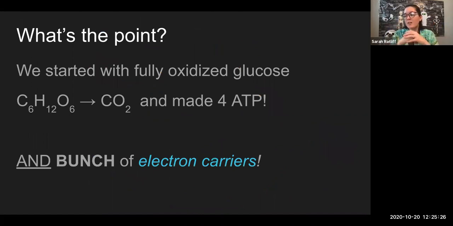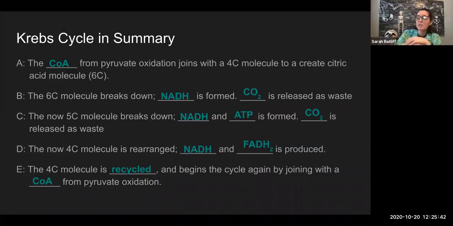All right, so we made all these electron carriers. Who cares? What's the point? We started with this huge glucose molecule. We made carbon dioxide and a couple ATPs. We just made like 4 ATPs. And a bunch of these electron carriers. Who cares? All right, so here's a summary. If you're doing the notes, this would be a good time to look up, fill in some gaps.